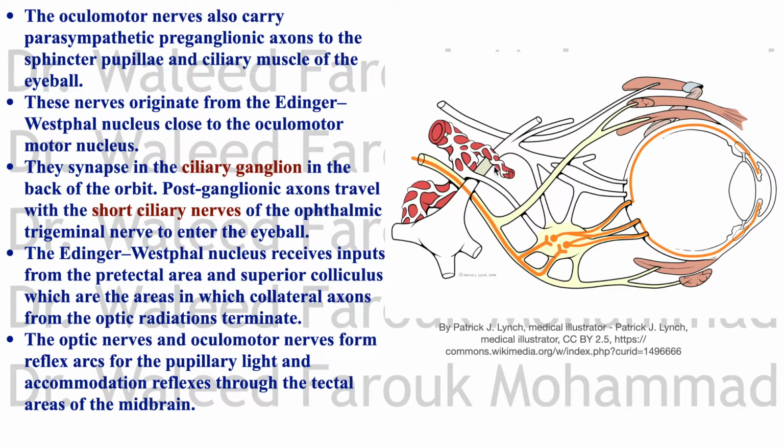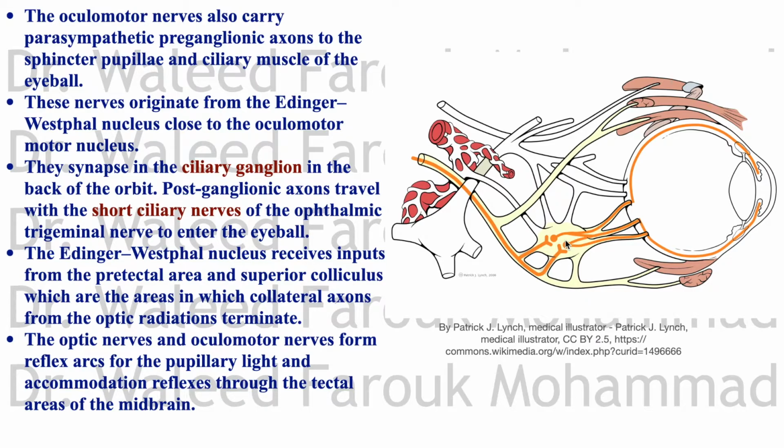Long ciliary nerves are the ones that carry sympathetic supply to the eyeball, and they come from the plexus around the branches of the internal carotid artery. But the short ciliary nerves are postganglionic from the ciliary ganglion present at the infralateral aspect of the eyeball.